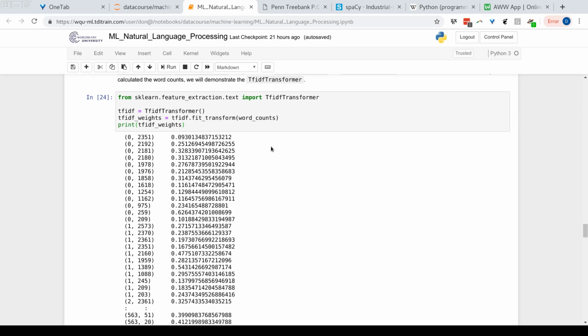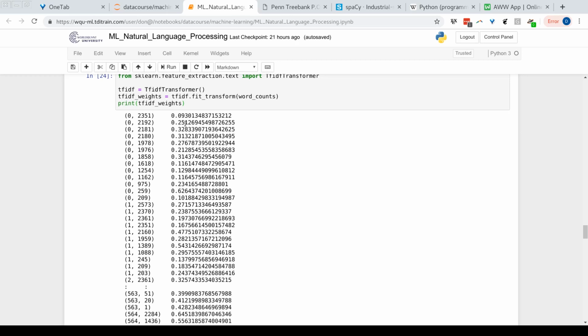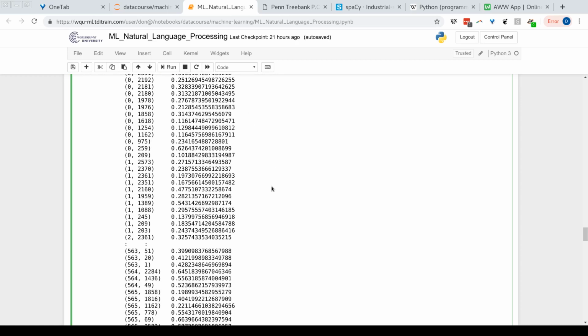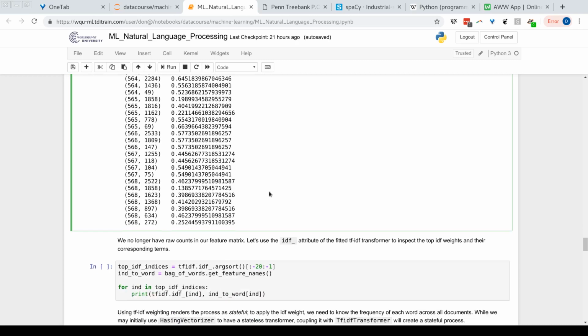So this is a TF-IDF value for all the non-zero values in our count matrix. It's no longer called the count matrix. I'm going to call it the TF-IDF weights matrix. So once again, we have a sparse matrix, but we moved away from raw counts.